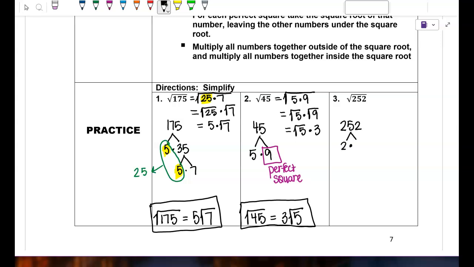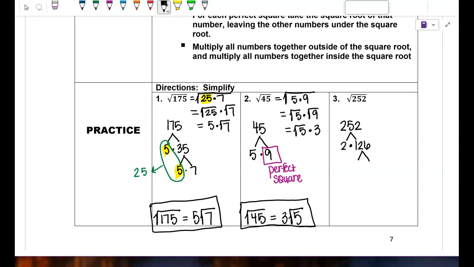And if I know that 2 goes into it, I can take 252 divided by 2, and what is that number? So I know that 2 times 126 gets me to 252. 2 is a prime number. It's the only even prime number, because the only way to make 2 is 1 times 2. Every other even number after 2 is divisible by 2, which makes them composite numbers.